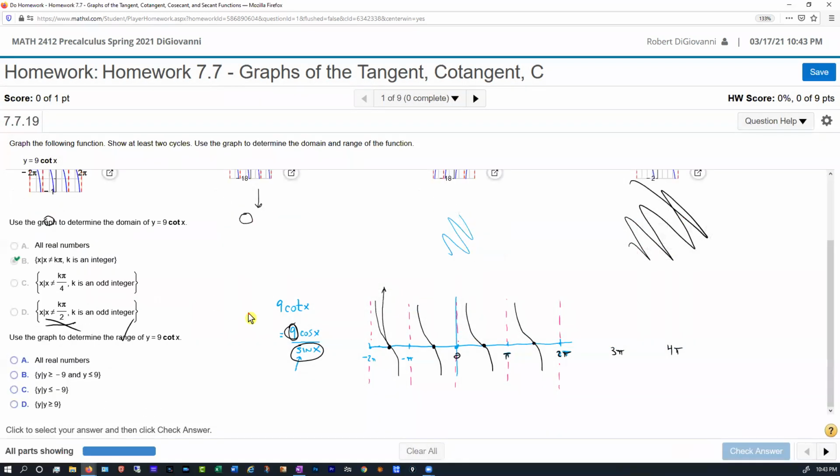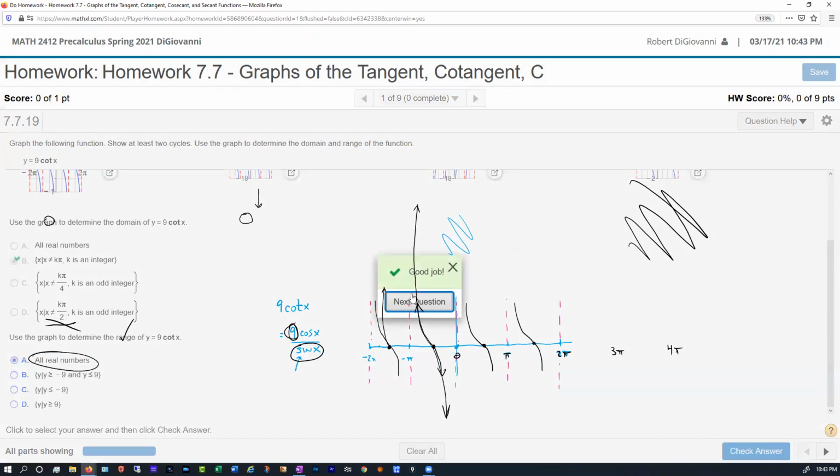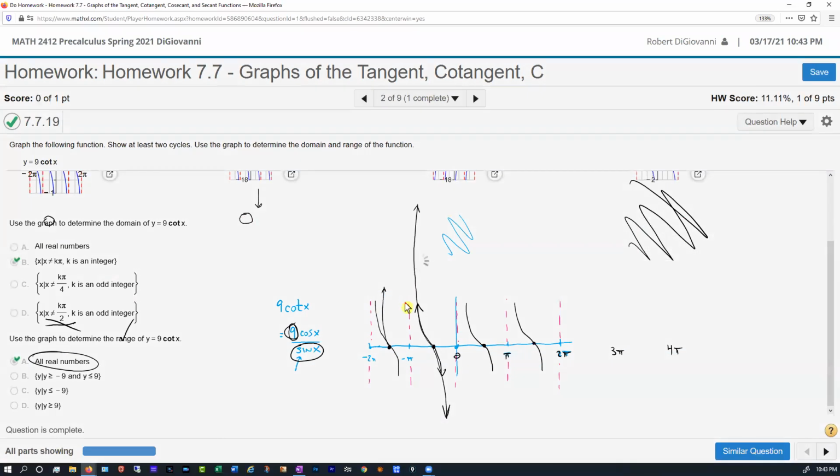All right, so use the graph to determine the range. If you look at these graphs, remember these go forever. They go up and down forever. So every positive y value possible will come out, and every negative y value will come out. So it's got to be all real numbers. Check the answer. Next question.